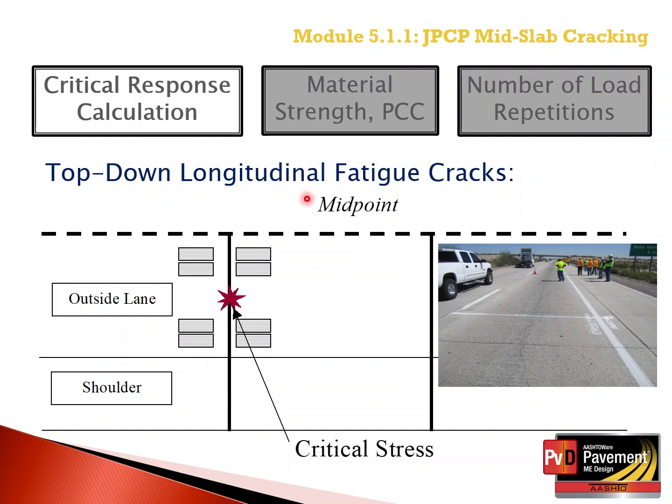For top-down longitudinal fatigue cracks, the critical response is tensile stress at the top of the PCC slab. The location of the critical tensile stress is dependent on the location of the axle and wheel loads, but is typically between the wheels or tires on different sides of the axles. Both traffic and climate forces or loads contribute to the magnitude of the tensile stress for predicting top-down longitudinal fatigue cracks.